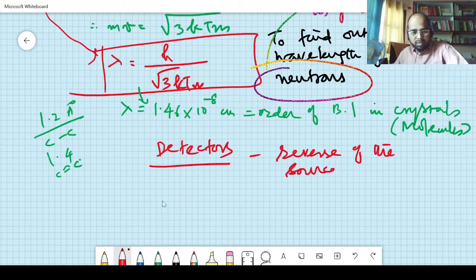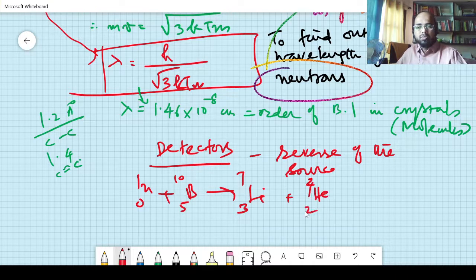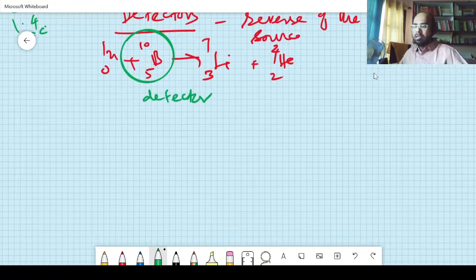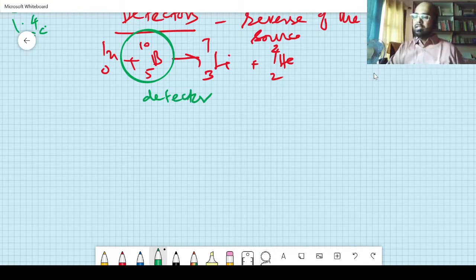For example, if you have a fast moving neutron that is coming out, and it is bombarded on this particular atom, this one is boron, you will be getting lithium 7 and helium 4. So when you count this, this is the source. This is used as a detector. So now the neutron diffraction origin we have studied, and then we are just going to look into the neutron scattering factor.